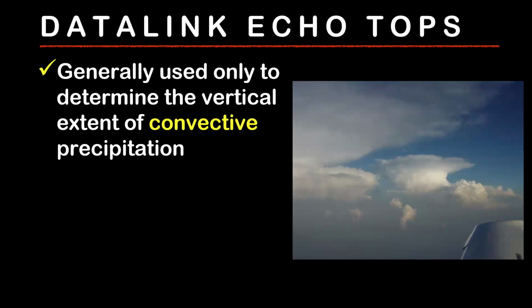Now, we generally look at echo tops to determine the vertical extent of convective precipitation. Meteorologists, if they want to see which storm is more severe than another, are going to look at the echo tops. Echo tops in the 45, 50, 55,000 feet range are typically where you're seeing some really severe thunderstorms. And certainly pilots can do the same thing. You want to keep your distance away from severe thunderstorms.